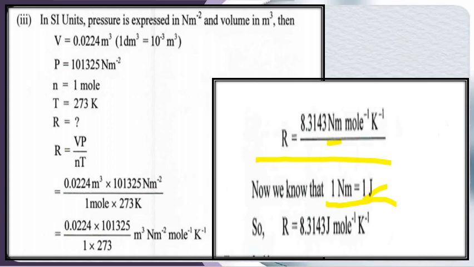Sometimes you are asked to give the value in calories, then what to do? Then you have to learn the relation between joules and calories. 1 calorie is equal to 4.18 joules, right? So apply it here and multiply it with the value. You will get your answer in calories, right? Now come to the next one.